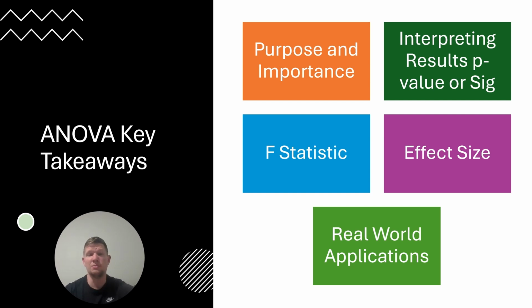If the p is less than 0.05, then at least one group is significantly different. For the F statistic, larger values suggest stronger evidence against the null hypothesis. And the effect size, eta squared and omega squared, shows how much variance is explained by group differences. So in real-world applications, ANOVA is used in cybersecurity attack comparisons, medical research for drug effectiveness, or even marketing for customer behavior, and many more fields.